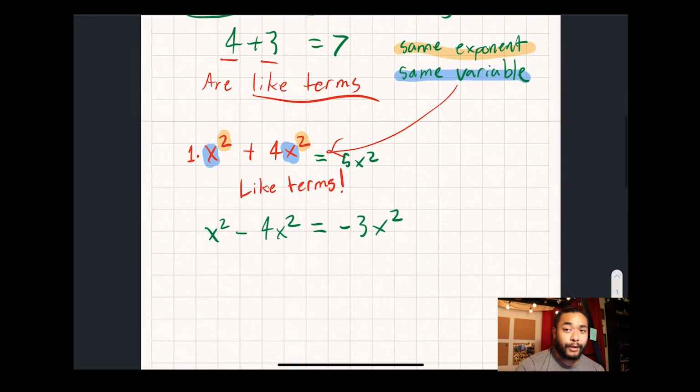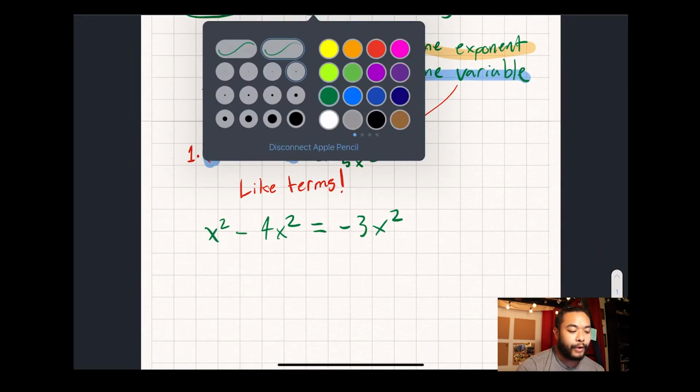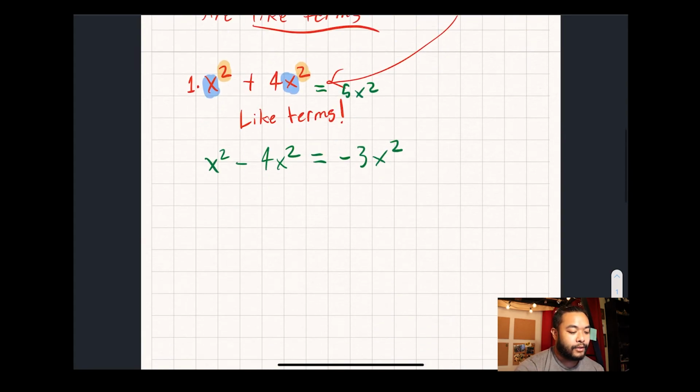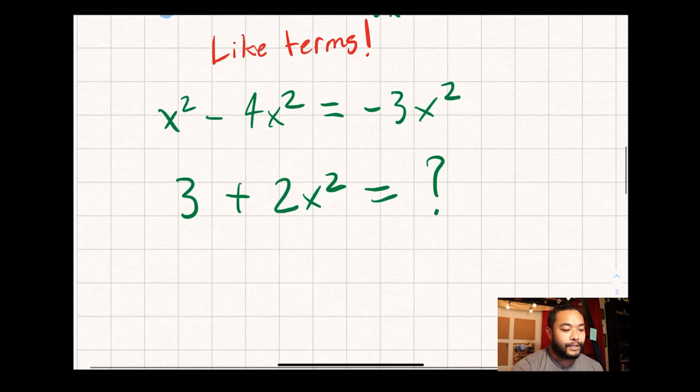So why does this matter so much? Is that if we're adding or subtracting, and I have things that are not like terms, let's say I have 3 plus 2x squared. Then if I say combine them, or add them, or subtract them, I can't, because they do not have the same variable, and they do not have the same exponent. And because of this, I can't add them. I'm done. I'm stuck. I can't go any further. So that's an important fact.